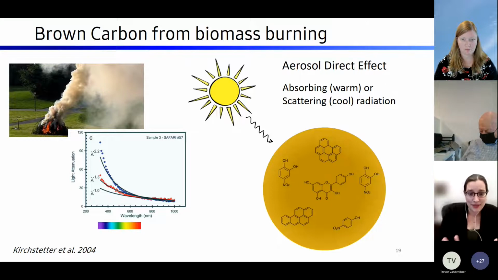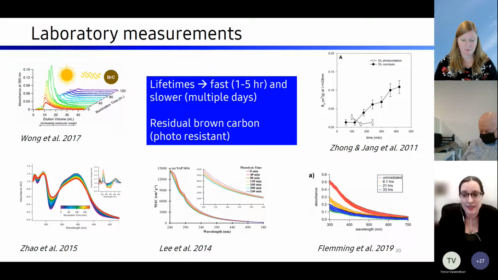Now, there's been a pretty big range of different laboratory studies that have been done to try to look at this change. And this is just a snapshot of some of the, I think, prettier figures that I have seen. In general, the summary from the laboratory studies is that there's a lifetime for photodecay that's relatively fast, something like 1 to 5 hours. More recently, there's also been some reports for some slower lifetimes, multiple days out to multiple weeks.